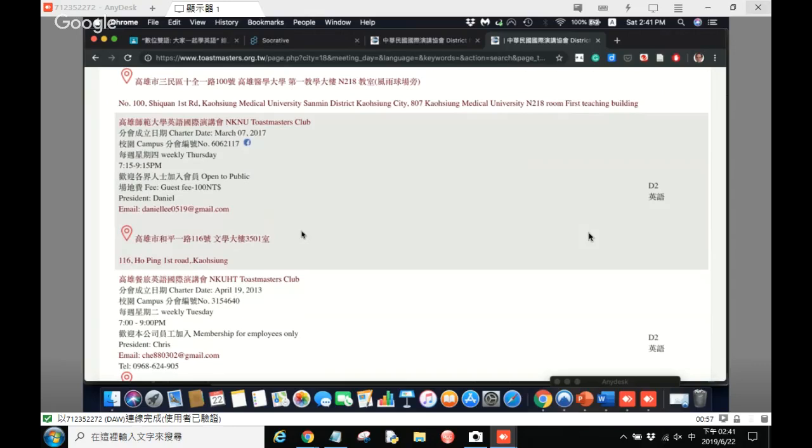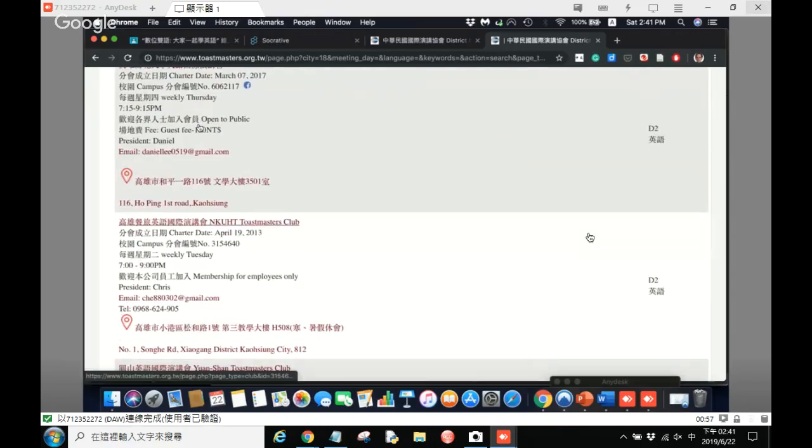And actually, I think 1 or 2 years ago, Gao Shida just opened a club. So that's another one. That's a student club again. Here's my club for my school. We meet on Tuesday. So again, you can see when they meet, Tuesday.